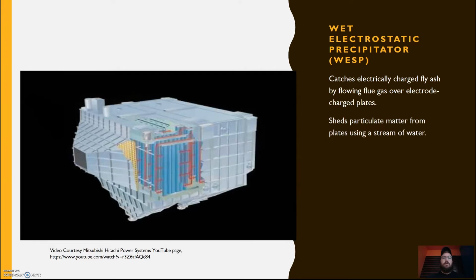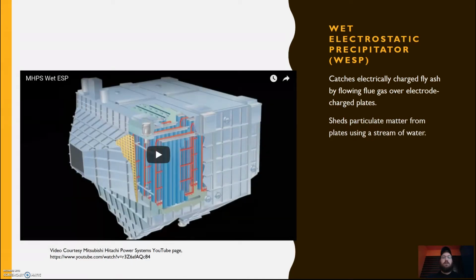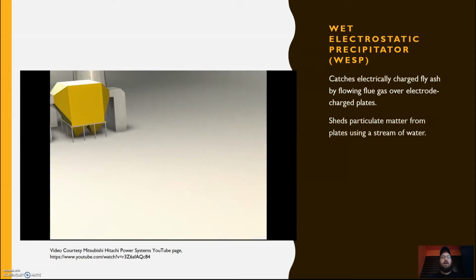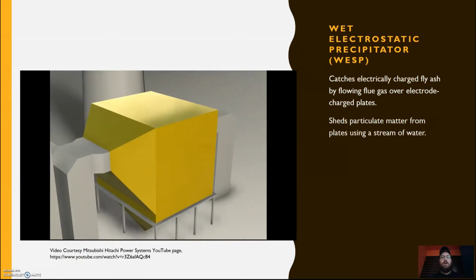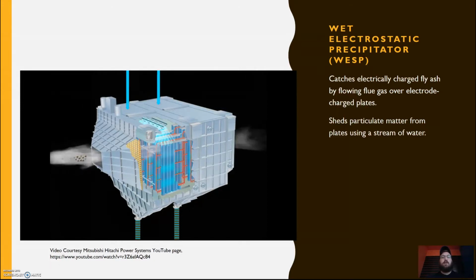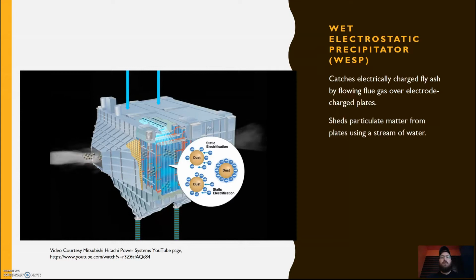Here you'll see the wet electrostatic precipitator unit. It works on the same basis for entrapment of the fly ash. It uses electrodes connected to tubes or plates. However, rather than using a rapper system, it will use water streams to cleave dust and particulate matter from the plates before it is then sluiced or dried and repurposed, as with the dry electrostatic precipitator unit.